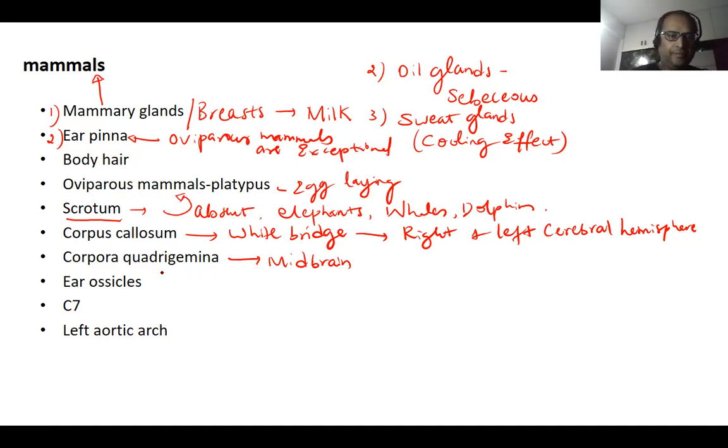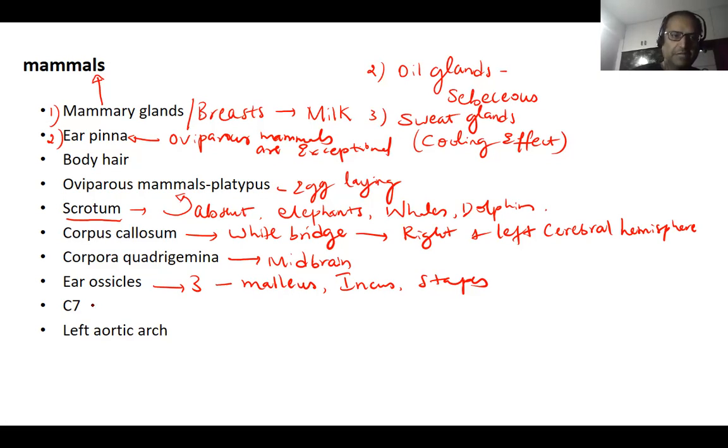They won't have this. Okay, so the next point, ear ossicles. There are 3 ear ossicles, which you already know: malleus, incus, stapes. These are the small bony ossicles present in the middle ear. This comes under mammals only, whereas in amphibians and reptiles there is only one bone, but here there are 3 bones.